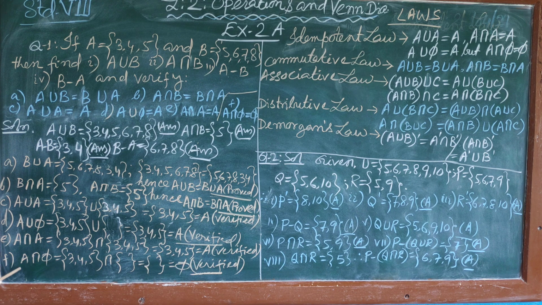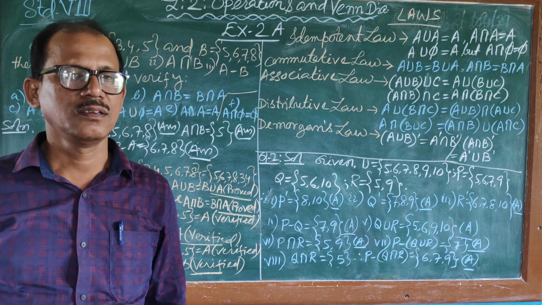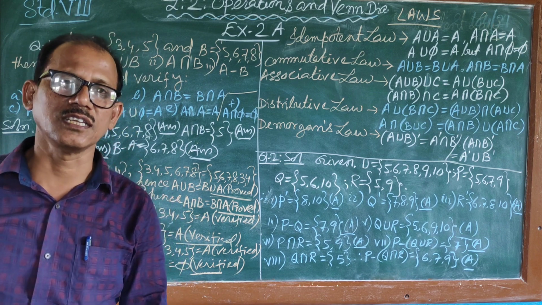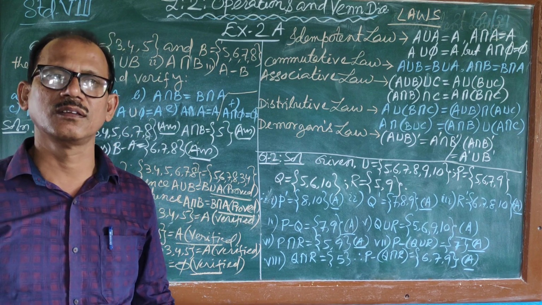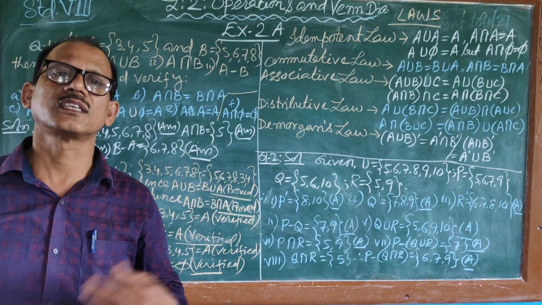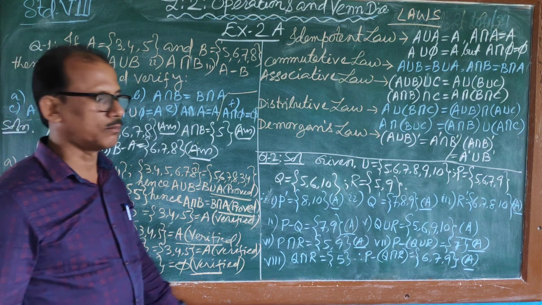Now the last one, A intersection the null set. You will find the intersection is the null set only. So any set intersecting with the null set will be the null set. Any set united with the null set will be the set itself. That is the conclusion you come to.